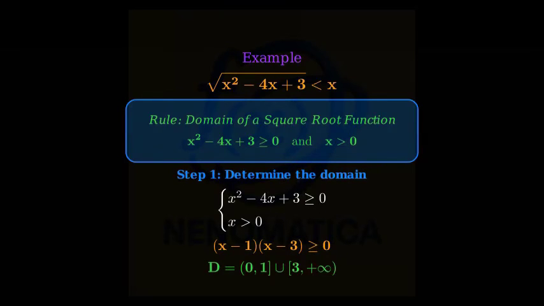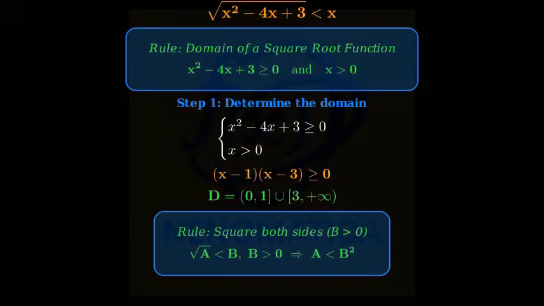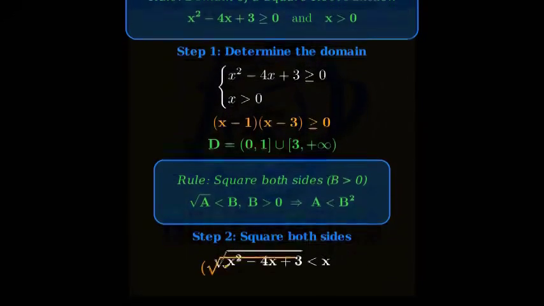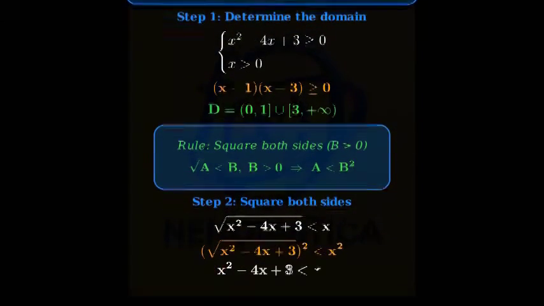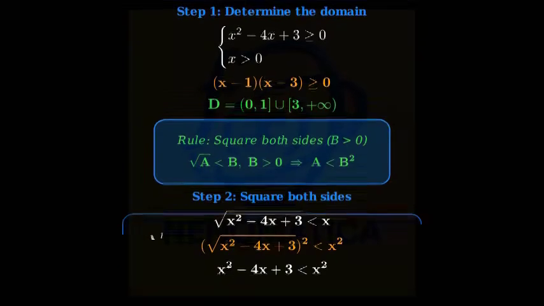Step 2. Square both sides. Because from the domain we have x strictly positive, squaring preserves the inequality direction. Write the inequality and then square both sides. Step 3. Simplify by subtracting x squared from both sides. Step 4. Solve the linear inequality. Add 4x to both sides and then divide by 4.